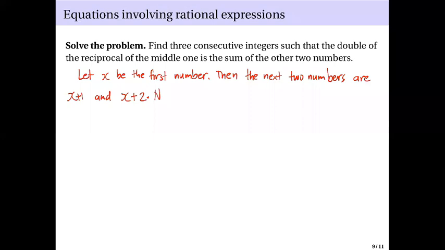So now, the double of the reciprocal of the middle one. So x plus 1 is the middle one. The reciprocal is 1 over x plus 1. So 2 times 1 over x plus 1 is equal to the sum of the other two numbers. The other two numbers are x and x plus 2. So this is equal to x plus x plus 2.